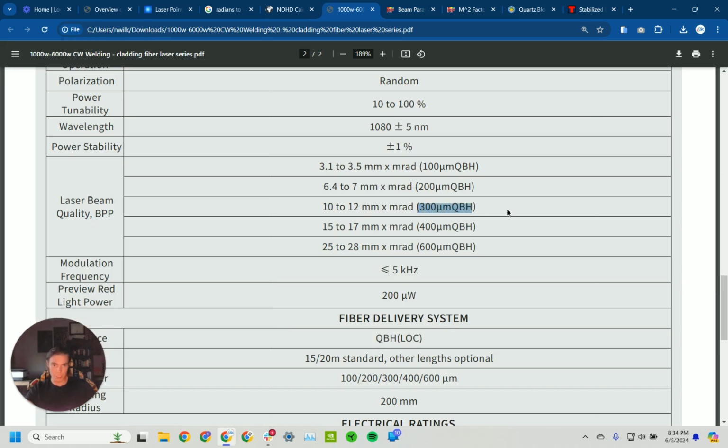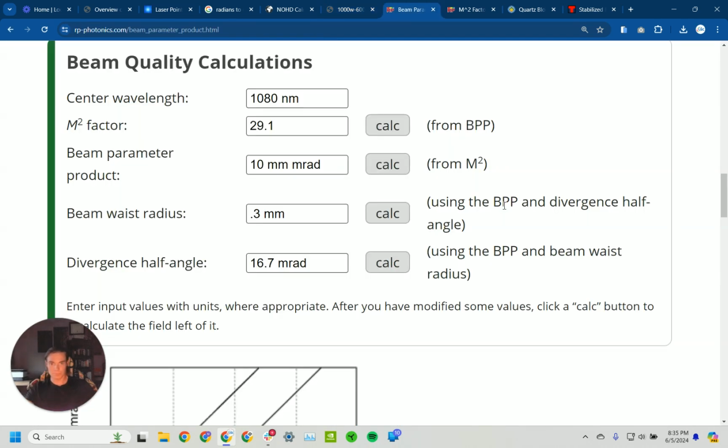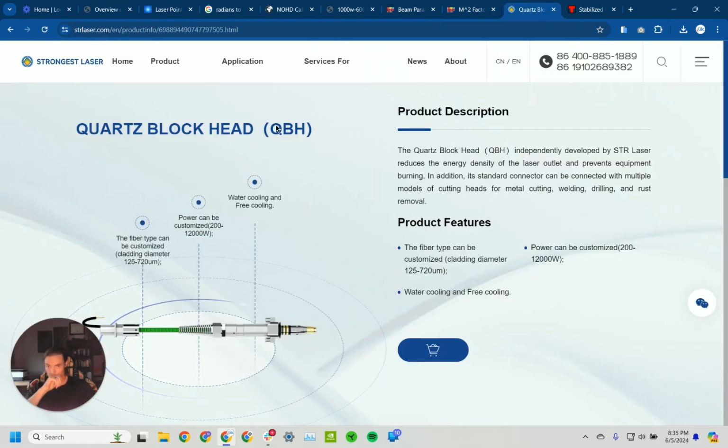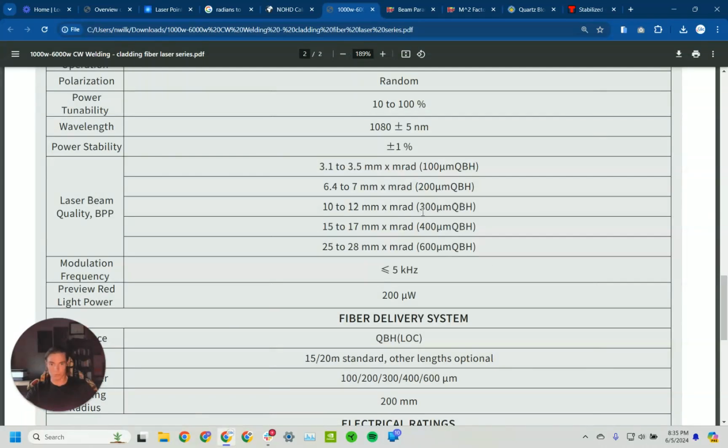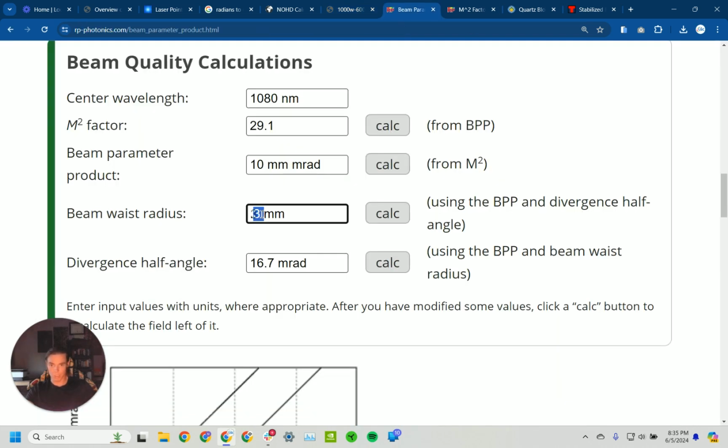So this unit, what is this QBH? And why is it measured in UM? What is a UM? Well, it means micro, and it's a micrometer, which is 1/1000th of a millimeter. QBH, it took me forever to find a website that actually quotes out this acronym. It's a type of fiber. So okay, that gives us a clue. QBH, this is defining the spec of the fiber. So 300 micrometers is equal to 0.3 millimeters.